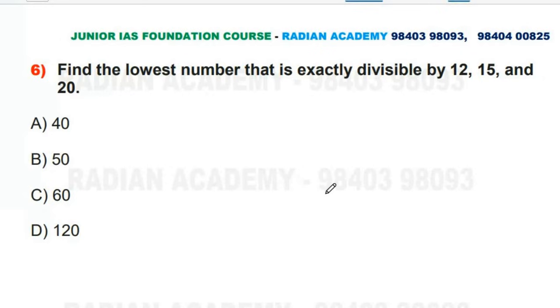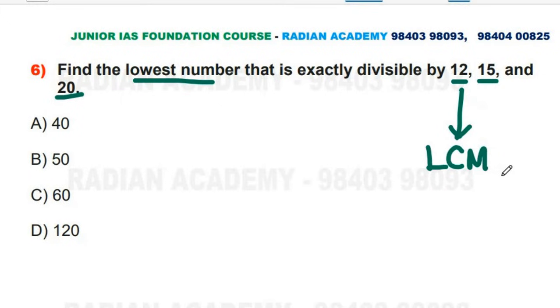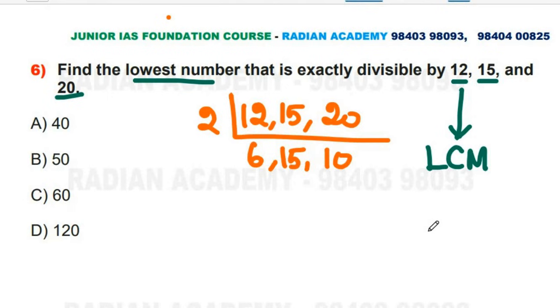Next, find the lowest number that is exactly divisible by 12, 15, and 20. Can anyone tell me what they are asking? LCM. Excellent, exactly divisible by all of them. They are asking for the LCM. Find the LCM of 12, 15, 20. Yes, most of them answered correctly. Almost everyone answered correctly. The answer is what?